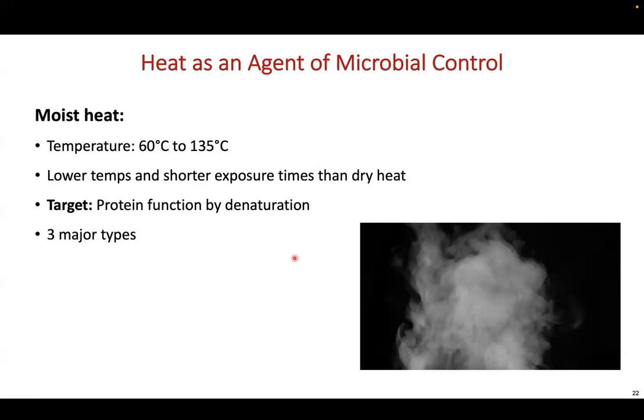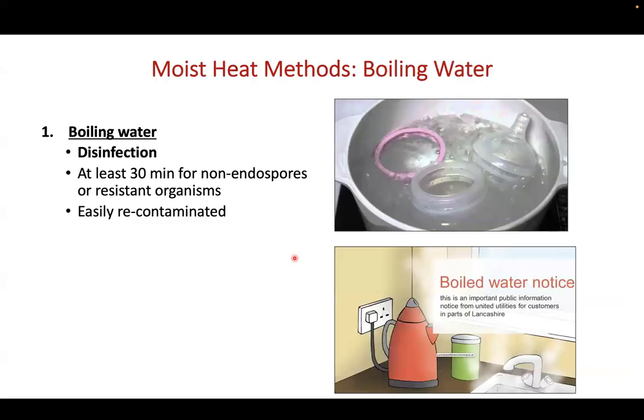There are also three major subtypes under moist heat. The first one is boiling water. The goal is just to heat the water and boil it. It is mainly for disinfection, and you need at least 30 minutes for non-endospore or non-resistant organisms. The caveat is that this method is easily recontaminated because it's mostly not 100% accurate.